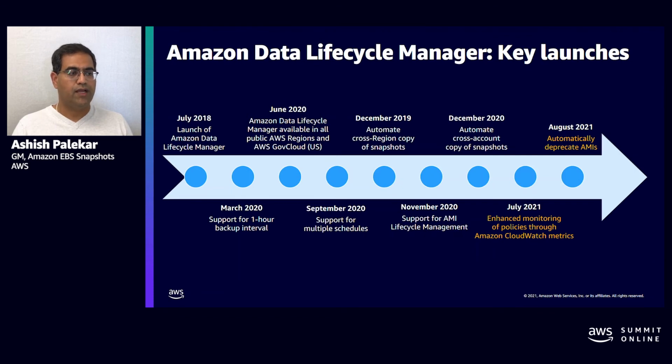DLM launched in July. We expanded over the next few years to be available in all AWS regions and in GovCloud. In March 2020, we added support for 1 hour backup intervals. We've continued that by supporting automation of cross-region copies. We've added support for multiple schedules. We've automated cross-account copies of snapshots. We've added AMI Lifecycle Management in November of 2020.